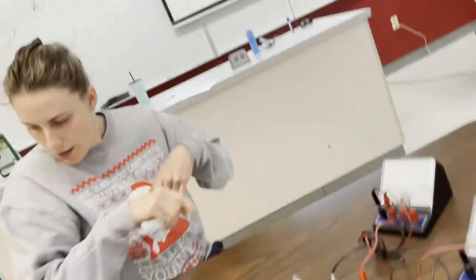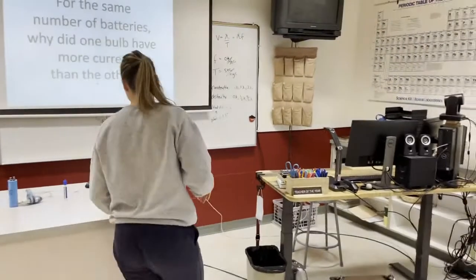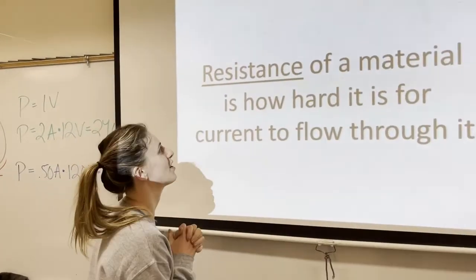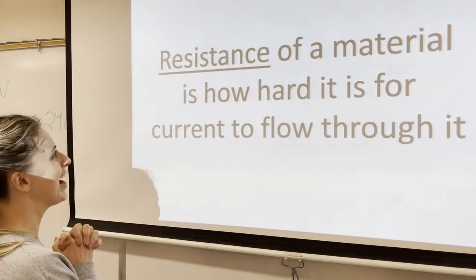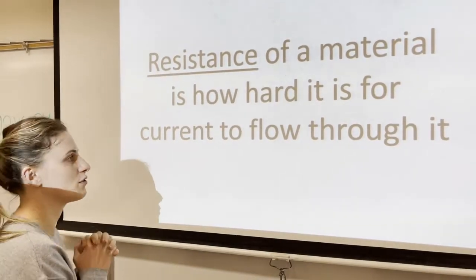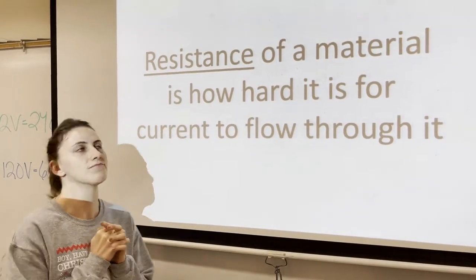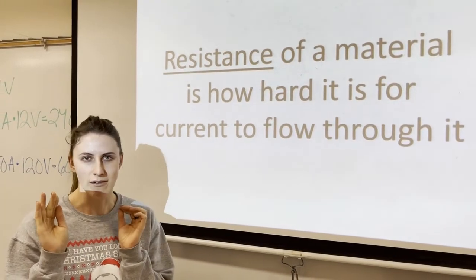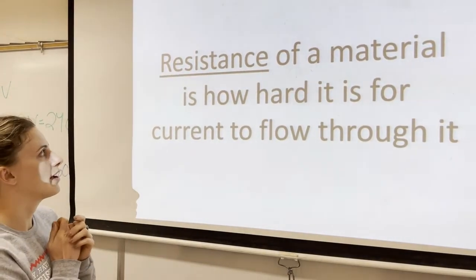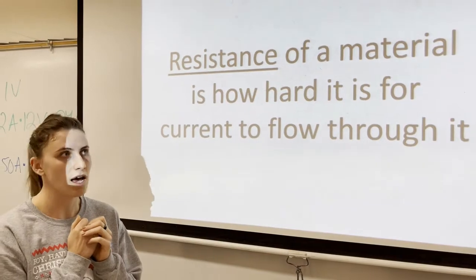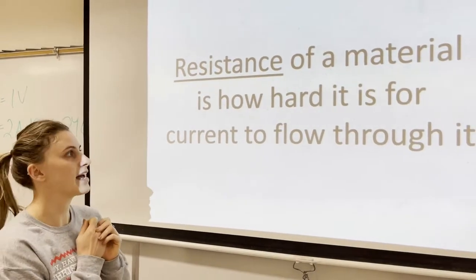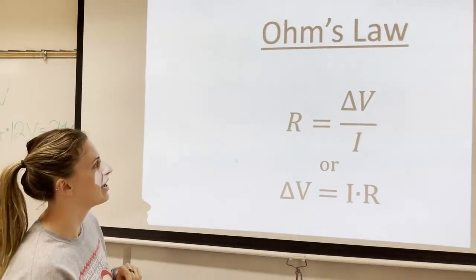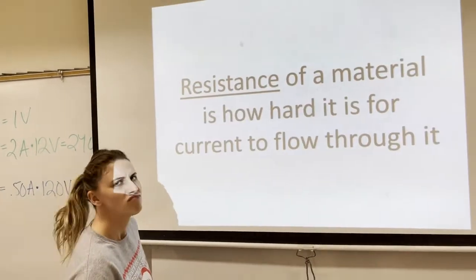Okay, so let's go ahead and take a look at my next slide here. Resistance. I think this is the word we're looking for. Resistance of a material is how hard it is for current to flow through it. This is today's big idea, boys and girls. So it was the oblong bulb that was less bright, right? So that one must have had more resistance, because it had less current flowing through it. Anything else to add there? No, I think that's good.